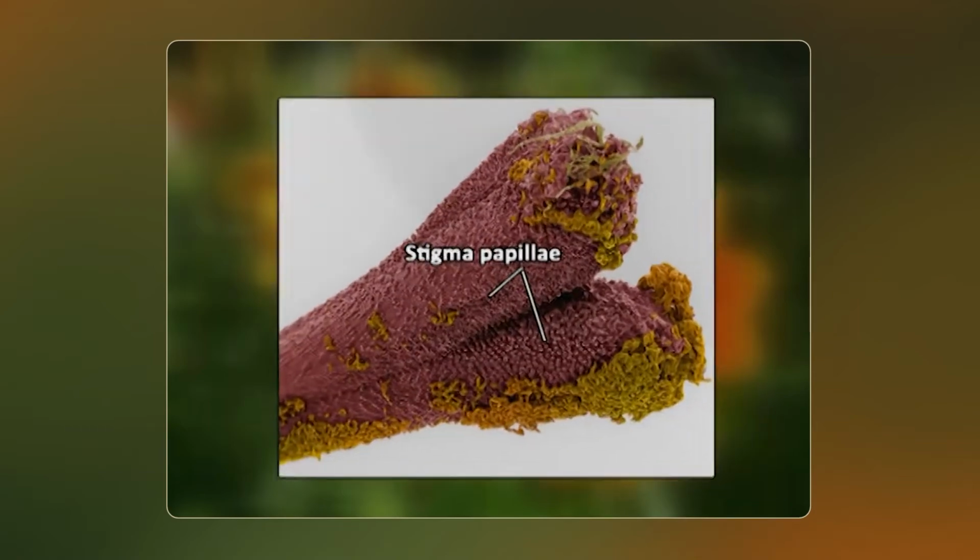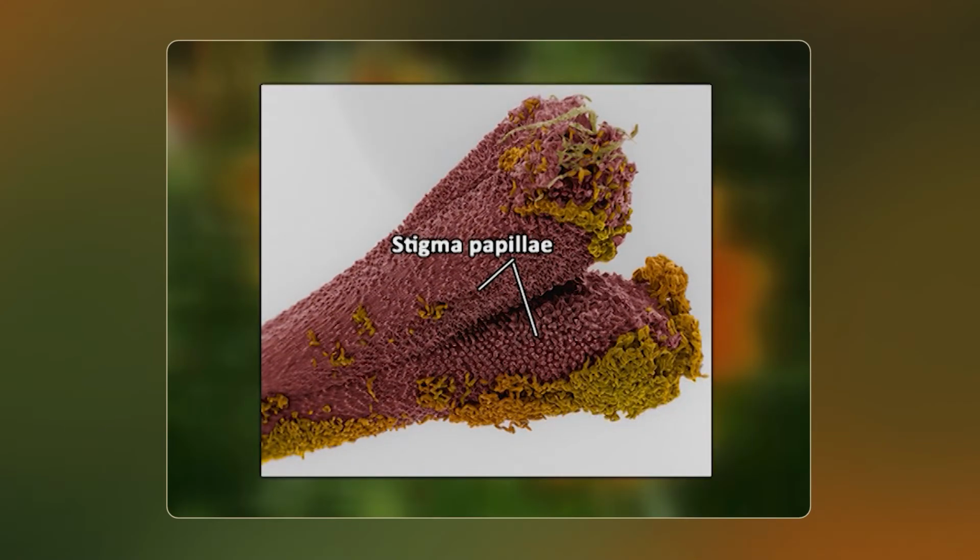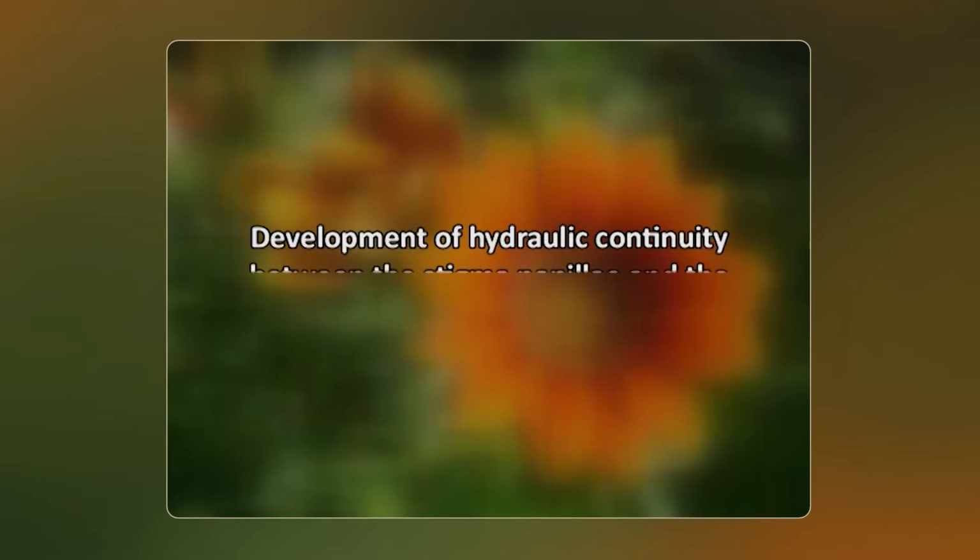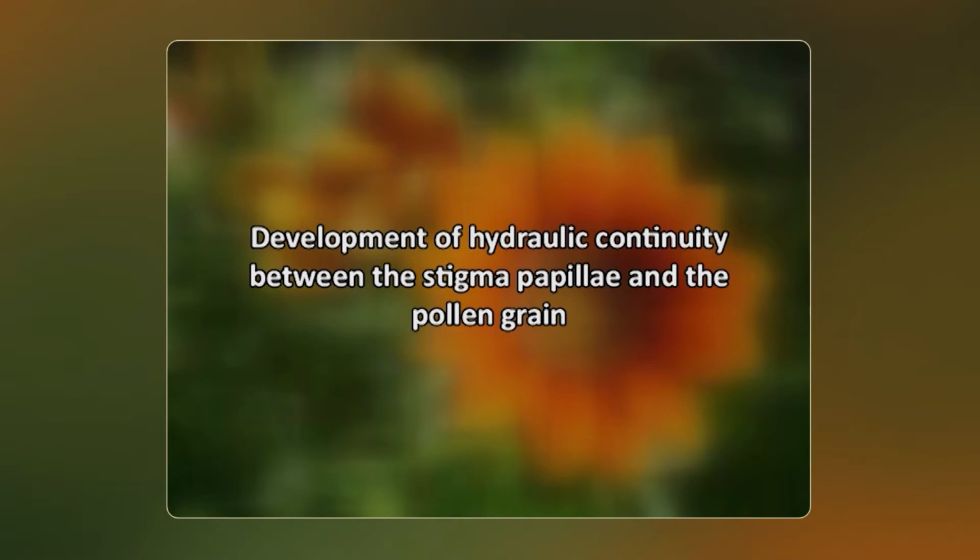The pollen stigma interaction influences or changes the structure of both the stigma papillae and the pollen wall. The interaction causes such a change in the pollen coat that it results in the development of hydraulic continuity between the stigma papillae and the pollen grain.